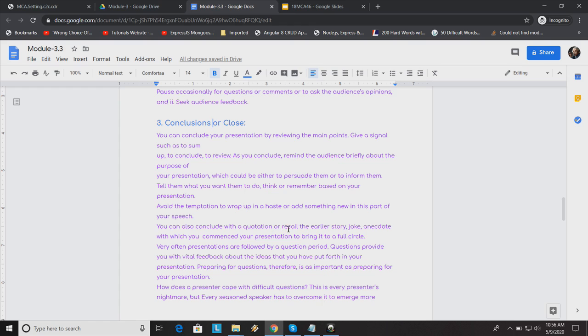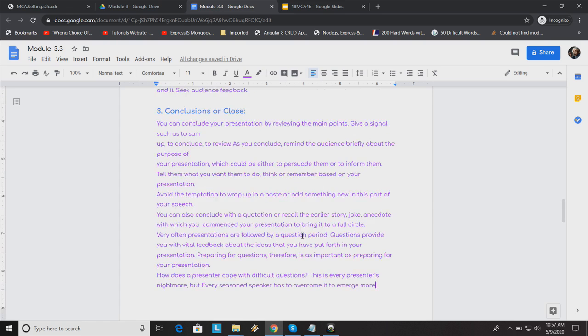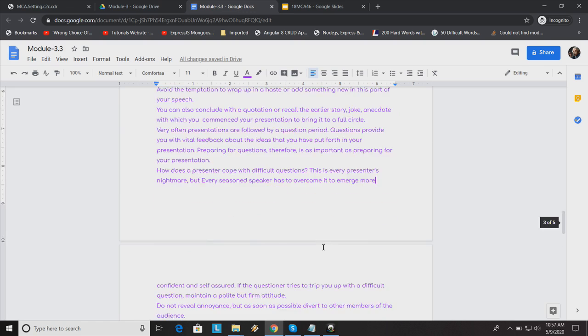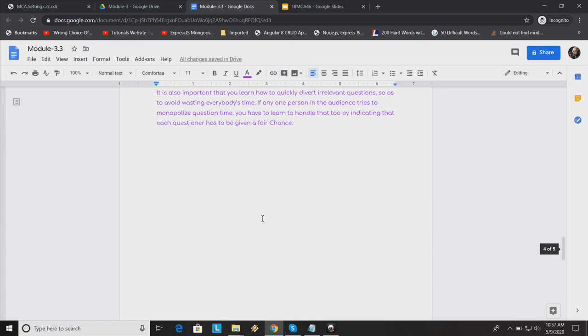You can also conclude with a quotation or recall the earlier story or joke. Joke in the sense, suppose I give a joke: the fat elephant cannot jump on a rope. So I conclude myself, this is the presentation. You can conclude in that way also, but you have to conclude in a unique way that makes the last point much more attractive to the audience. So this was the conclusion part of the presentation.